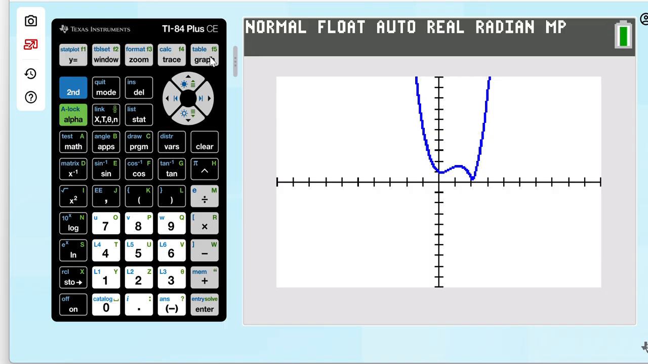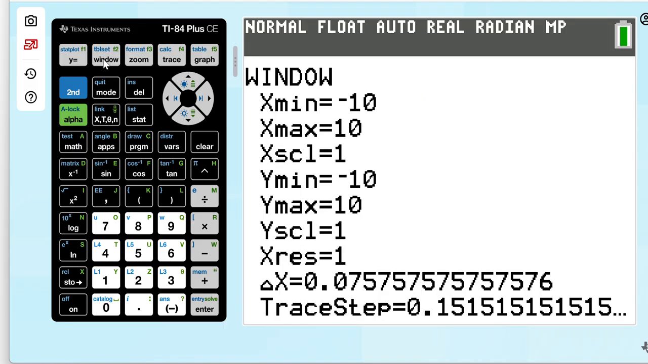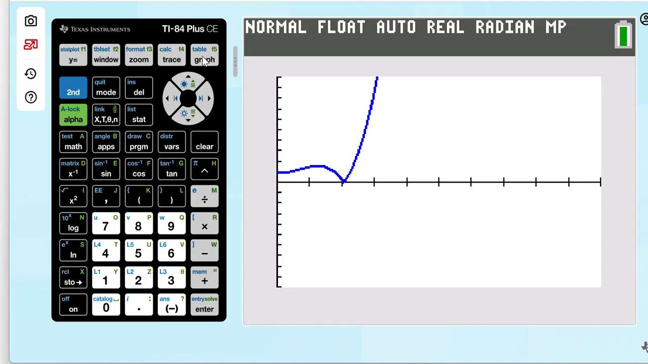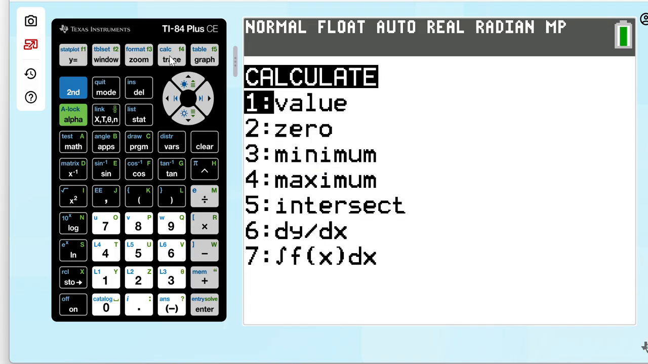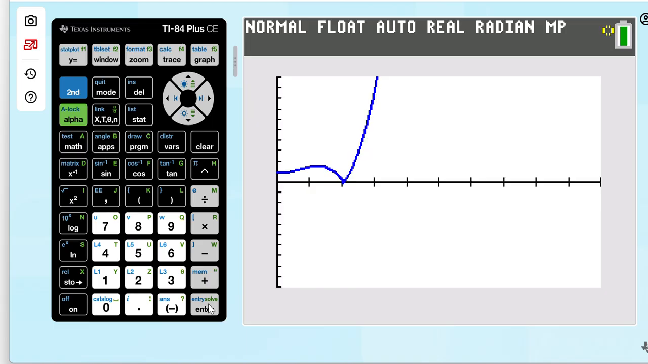Now, when we graph this, we want to know when is this increasing, right? It doesn't really matter to the left of 0, but I'm going to change my window to 0 to 10. So really all I'm looking at is from 0 to 10. And so now I think the best thing for us to do here is to try and figure out if we have a minimum at anything between 0 and 1. So we'll hit second, trace, and we'll calculate the minimum.